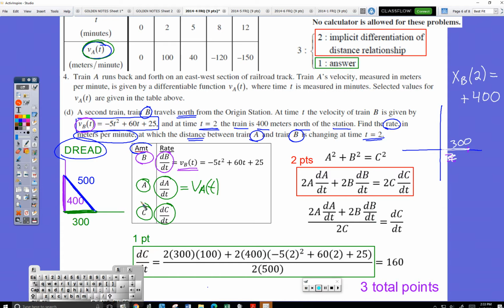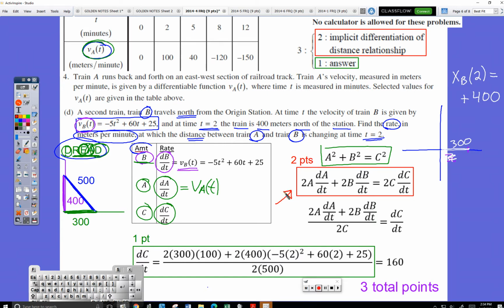So the dread process says, we've got the Danicus chart, we've written down all the rates that we read about. We need an equation connecting the amounts. That's the E and the A. So that's the Pythagorean theorem. Once I have the Pythagorean theorem, I need to take the derivative of it with respect to time. If you can get the red box, you've earned 2 points.